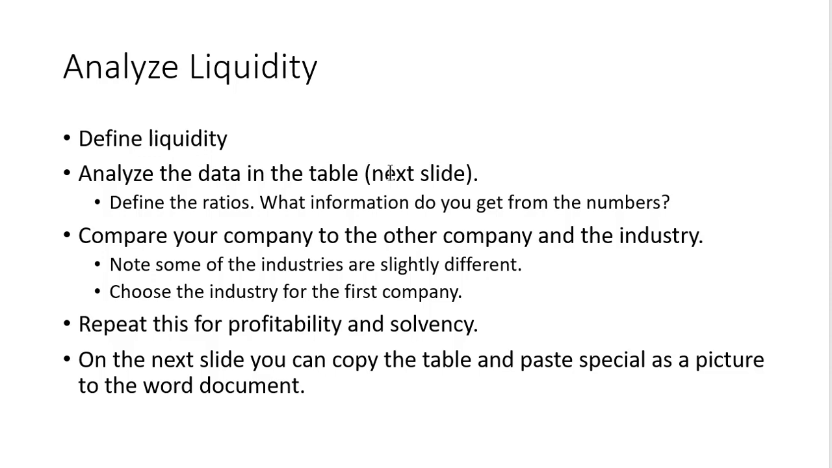Then you're going to analyze the data that's in the table. You're going to copy and paste this table into your document, so you have a picture of what you're going to talk about. You're going to compare your company to the other company and the industry. Here's where I mentioned, obviously, different kinds of industries. You're then just going to repeat this for profitability and then solvency, and then you're going to move on to a conclusion for your paper.